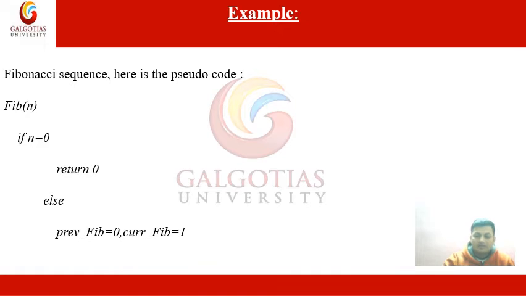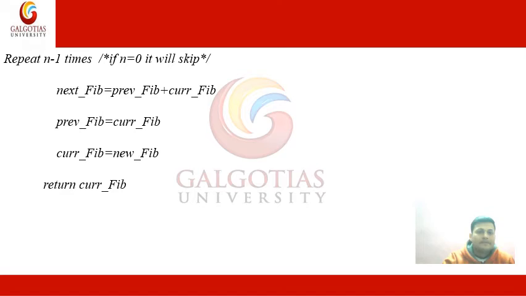Let me explain this in a more specific way. Repeat n minus 1 times. If n equals 0, it will be skipped. Otherwise, it will be repeated n minus 1 times. Now, next Fibonacci equals previous Fibonacci plus current Fibonacci. Suppose I want to find the nth term of the Fibonacci series. So it will be the sum of the n minus 1 and n minus 2 steps.